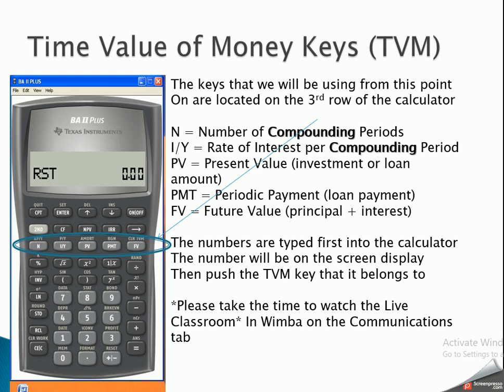So you got to play around with the calculator, but you push the number into the keys, and then you push the corresponding button. So if it was 24 months, you would type in 24 and then push the N button. If it was 1% per month, you would push the 1 and then push the IY button. So always push the numbers first. They will show on your display, and then push the time value of money key.